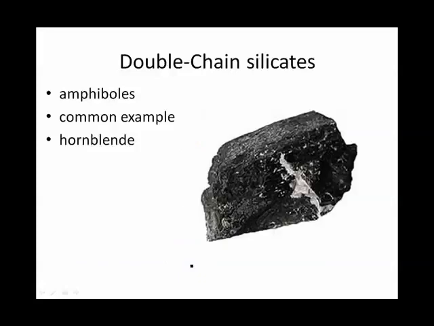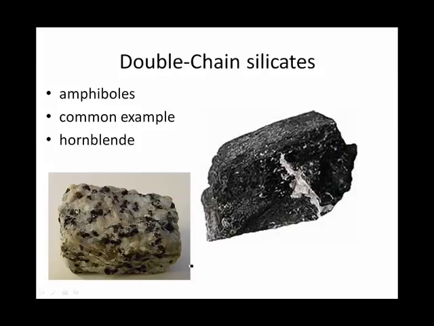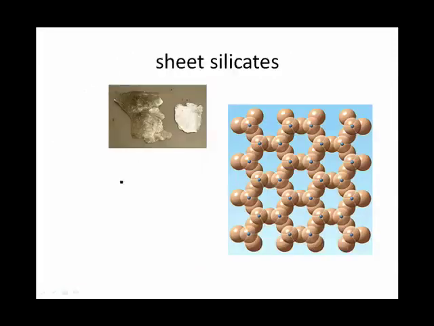Double chain silicates include the amphiboles, a family of silicates. The most common example of an amphibole is hornblende. Hornblende is rarely found alone, but you've seen it a lot as those little black specks in granite. Then there are sheet silicates, where these double chain silicates are connected in all directions in a two-dimensional sheet.